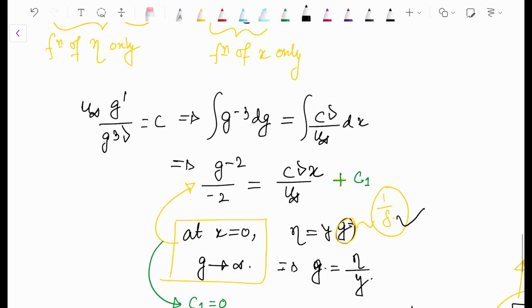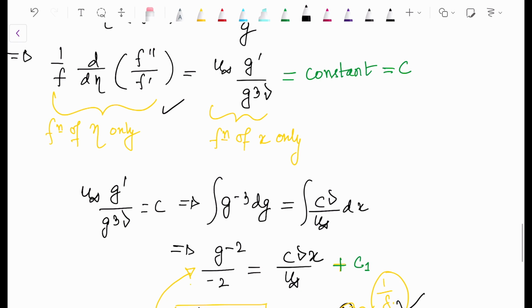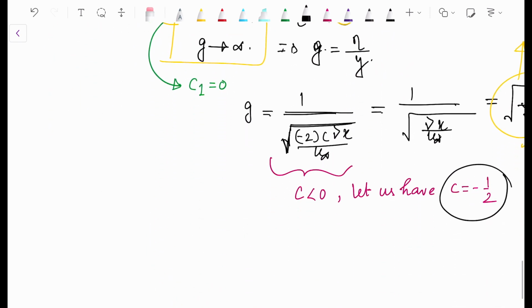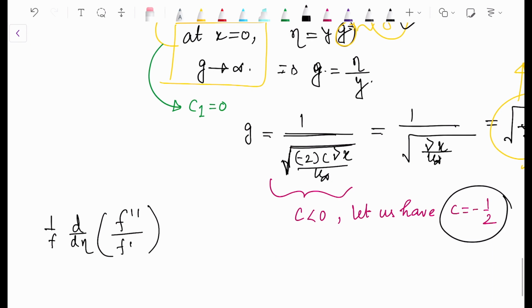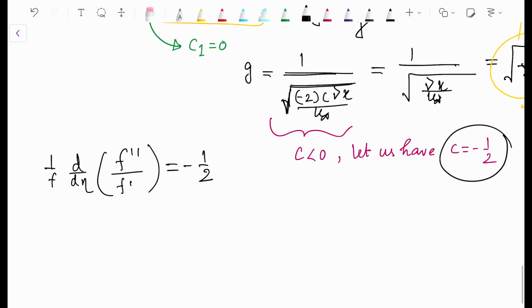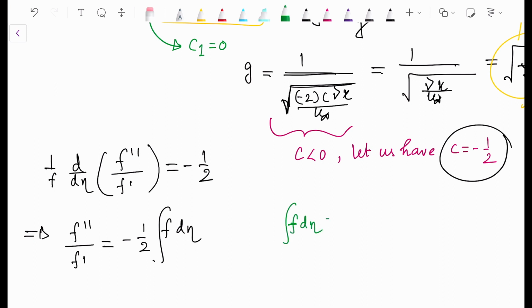Okay, so now let us go for this equation. So that is 1 by f d d eta of f double dash by f dash, and that is equal to minus half. Okay, so then I can have this f double dash by f dash is equal to minus half f d eta, right? Okay, so now let me define this integration of f d eta as a function f.